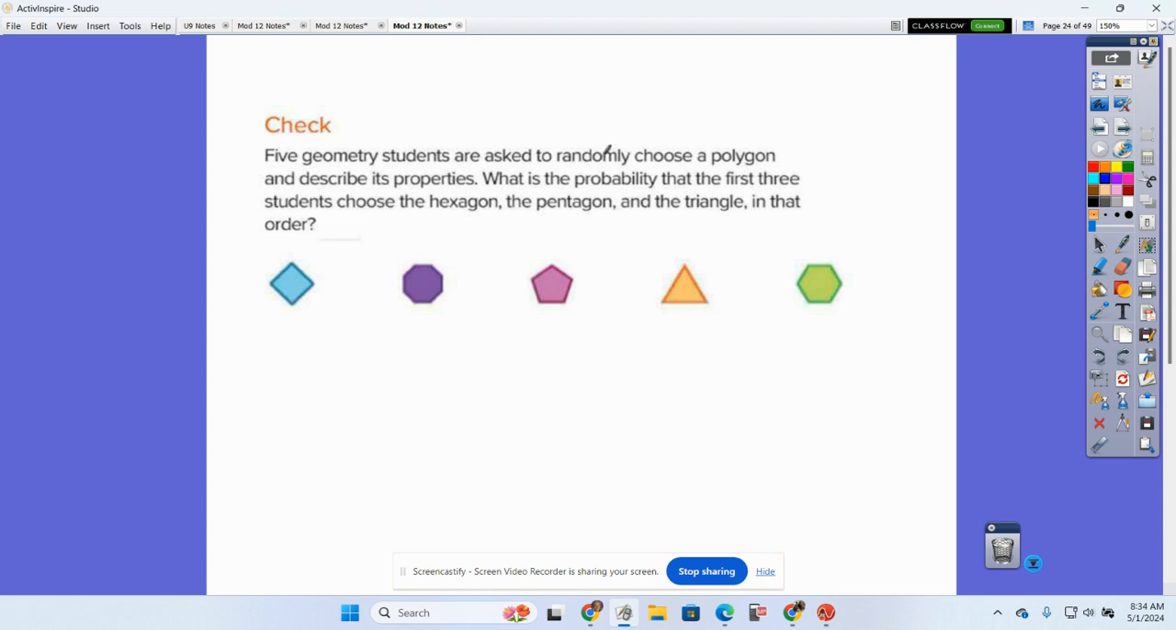Okay, so 5 geometry students were asked to randomly choose a polygon, and sometimes permutations, combinations work.